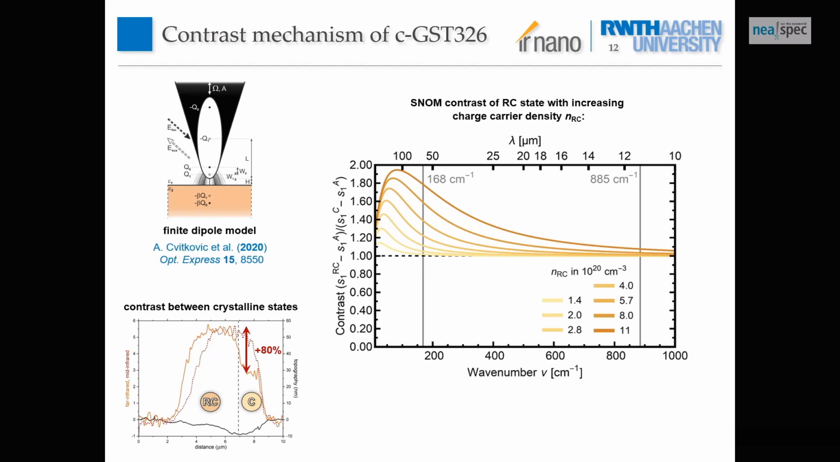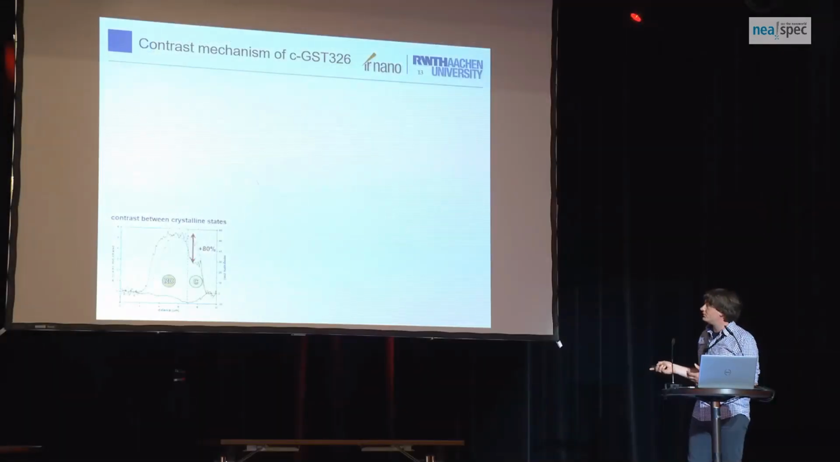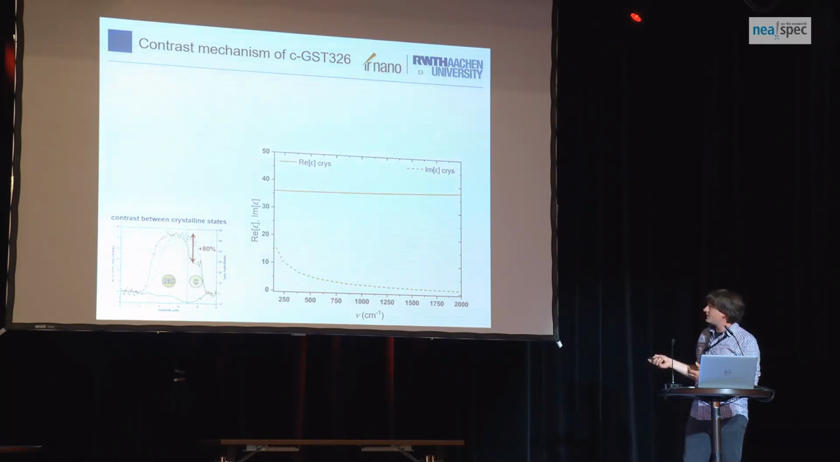I'll show you this in a second, but to not keep you in suspense, the result is also that at this far infrared wavelength, we get this 80% contrast, and this disappears in the mid-infrared region. So this nicely confirms the measurements that we did. And where does this contrast come from?